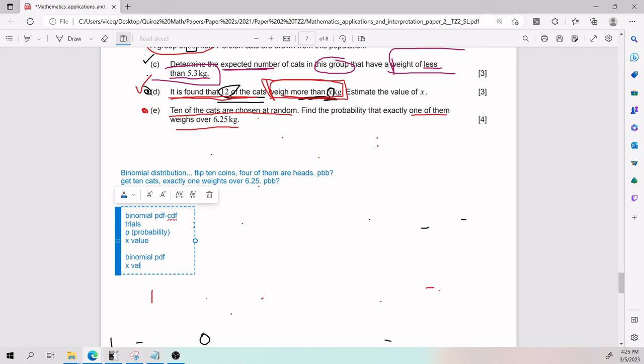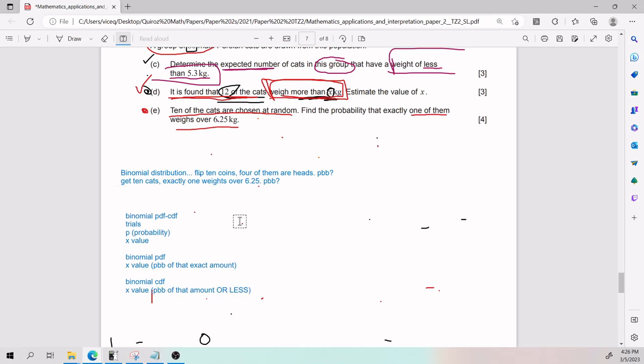The thing is that in binomial PDF, your X value is actually going to be telling you the probability of that exact amount. So in this case, we're going for exactly 1, so we will be using PDF. But just so that we're all informed, in CDF, your X value is the probability of that amount or less. All right, so it's very different. One of them is the exact amount, the other one is that amount or less. See? So that is the difference between PDF and CDF. Of course, we will be using PDF in this scenario, but they do ask for the same things. All right. Awesome. So trials is going to be 10.